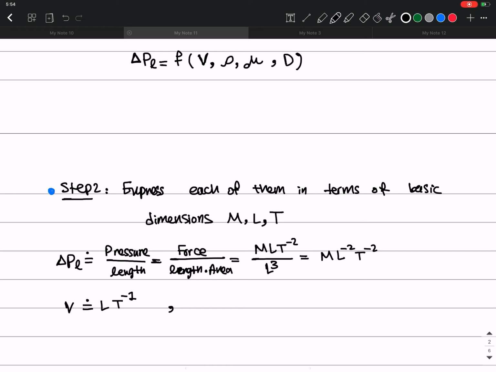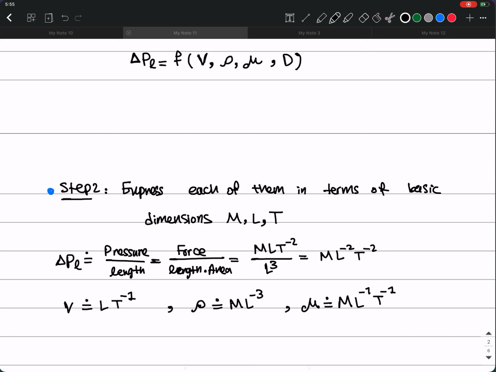The basic dimension of rho, or density, is mass per volume, which is mass per length cubed. So it is ML^-3. The basic dimension of viscosity, again, you can look at the notes where we already derived them before, is going to be ML^-1 T^-1.